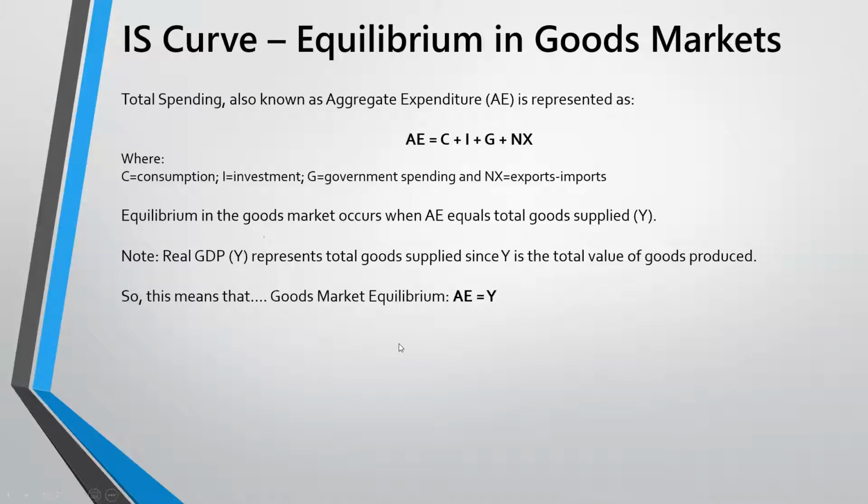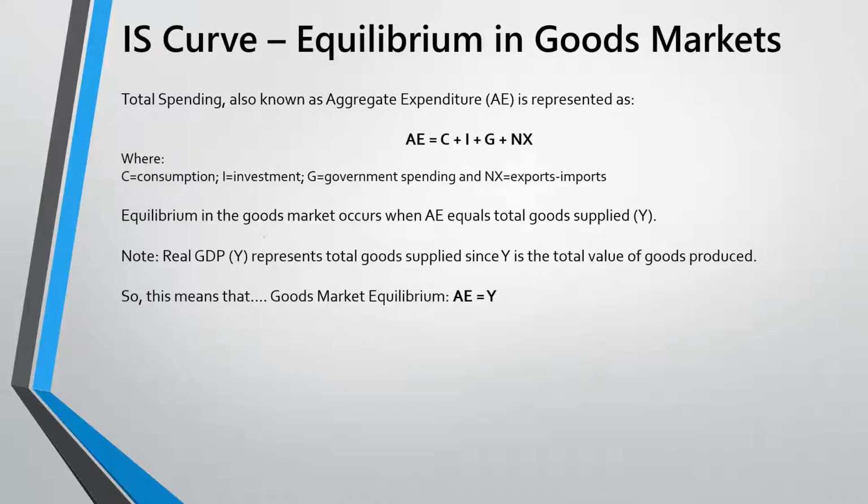So once again, the IS curve represents equilibrium in the goods market. And it's important to probably start with aggregate expenditure and talk about spending and production, and then show how that relates to the IS curve specifically. So total spending, also known as aggregate expenditure, would be represented as the following formula. Aggregate expenditure would be equal to the combination of consumption, investment, government spending, and net exports. And equilibrium in the goods market occurs when aggregate expenditure equals your total goods supplied, denoted by Y.